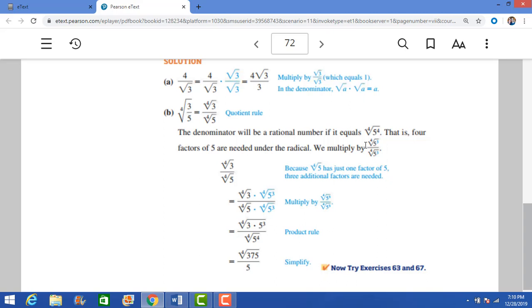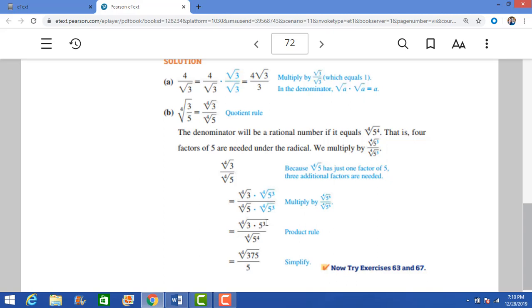Okay, so here's the thing. We've got 5 here to the first power. And because this has only one factor of 5, 3 additional factors are needed. And so we're going to multiply the top and the bottom by this. And you'll see why.